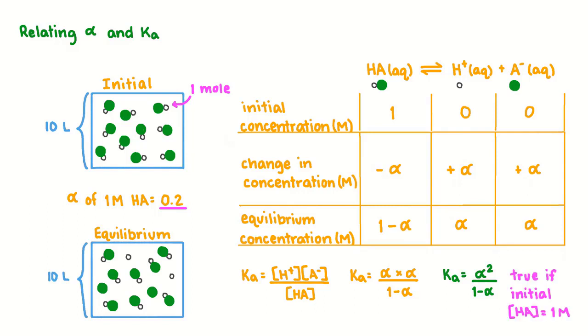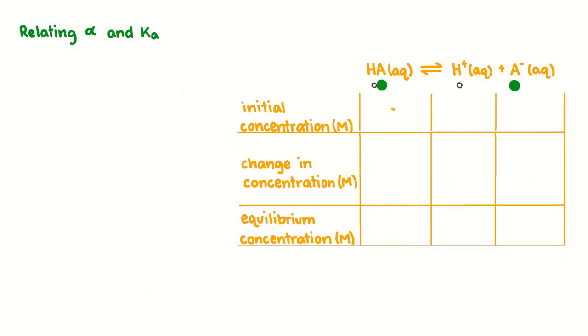This expression allows us to relate the acid dissociation constant and degree of dissociation, but only when the initial concentration of acid is 1 molar. We said earlier that the degree of dissociation is dependent on concentration, so we need an expression that includes the initial concentration of the acid. Let's define the initial concentration of the acid as C0.